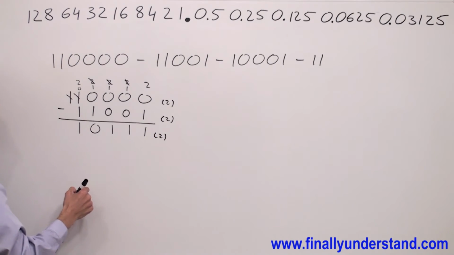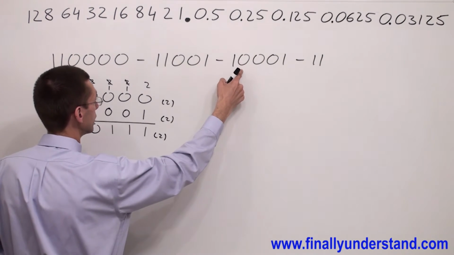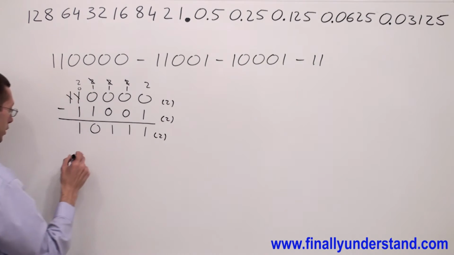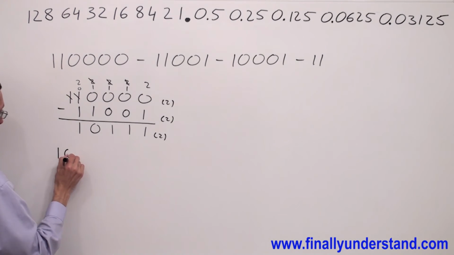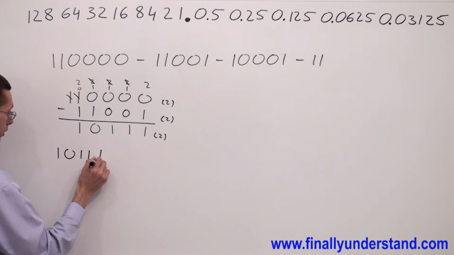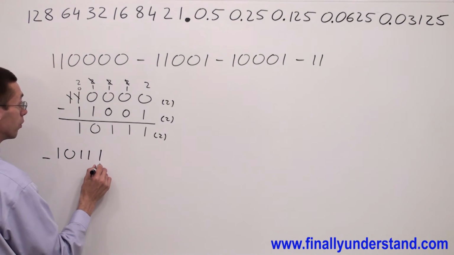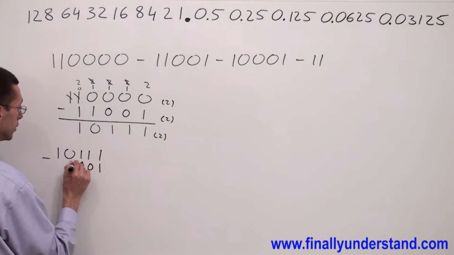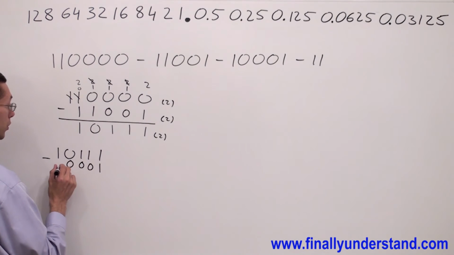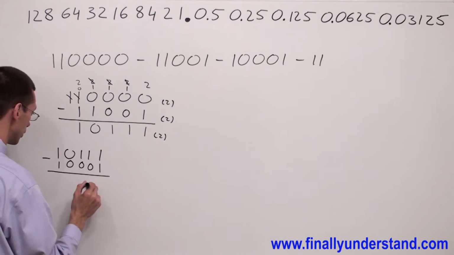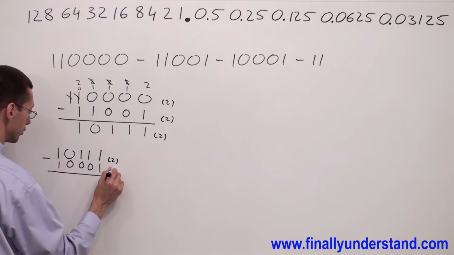Next, I'm supposed to subtract this number from this one. So I have 1, 0, 1, 1, 1 minus 1, 0, 0, 0, 1. And let's take a look at what we're going to have. Of course, this is base 2.